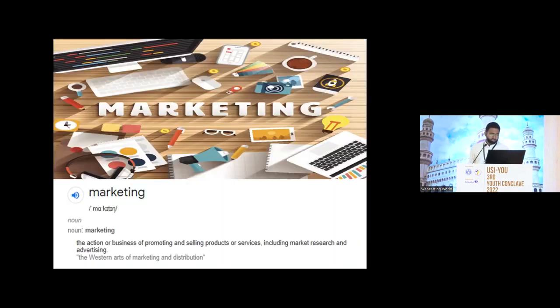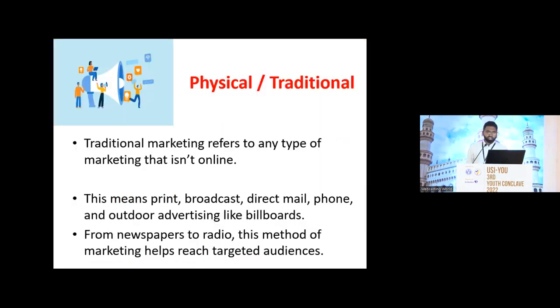So first of all, what is marketing? It is the action or business of promoting and selling products or services. It includes marketing, research, and advertising. Physical marketing is otherwise called traditional marketing, which refers to marketing which is not online. It means print, broadcast, direct mail, phones, outdoor advertising like billboards, and from newspapers to radio. It reaches a lot of target audiences.